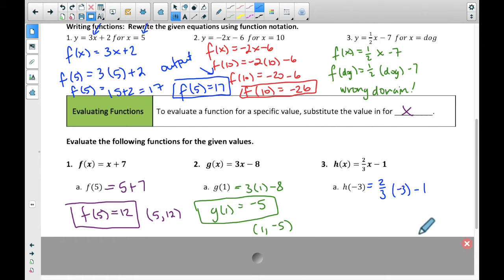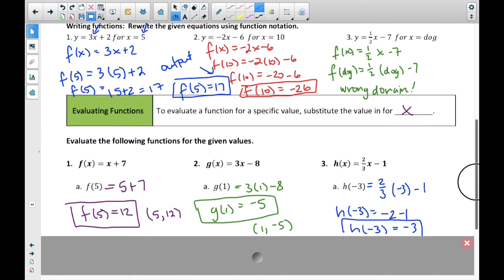Okay, last problem here. Putting in a -3. 2/3 times -3 minus 1. You might not know how to multiply that, but when you multiply it, those 3's cancel out. You can do it on your calculator. And it would give you a -2 minus 1. And so h of -3 has an output of -3.